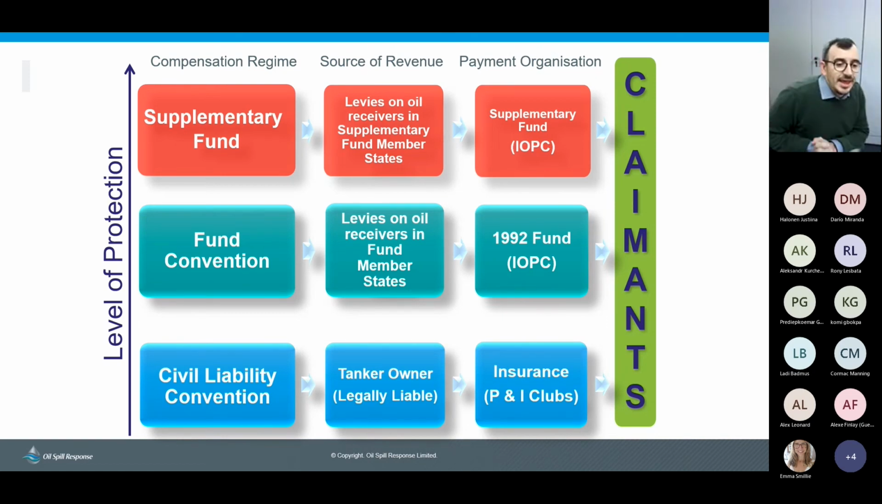If your nation state has signed up to it. The supplementary fund provides an additional compensation beyond the amount under the 92 Convention. Fund member states, which are also parties to the protocol, make annual contributions to the supplementary fund on the same basis as contributions to the 92 fund. Effectively, these two layers work in the same way. Levies on oil receivers in the member states.